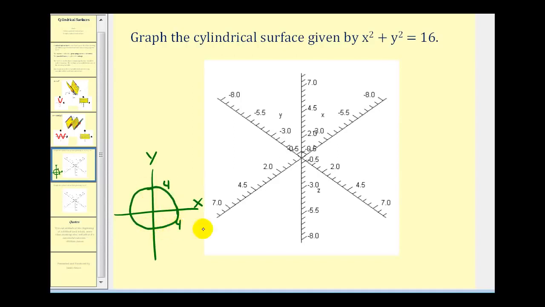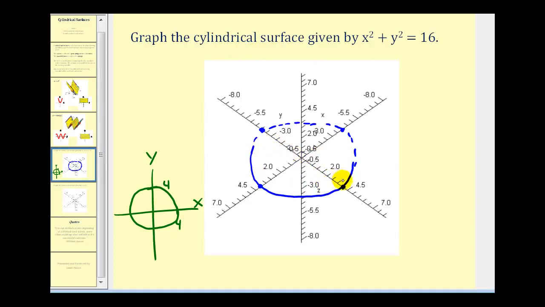So it would look something like this. If we were to sketch this on the xyz coordinate system, the x and y intercepts would be positive 4 and negative 4. So let's go ahead and plot those. So this would be the generating curve, and all the rulings would be the lines moving up and down that intersect this curve.